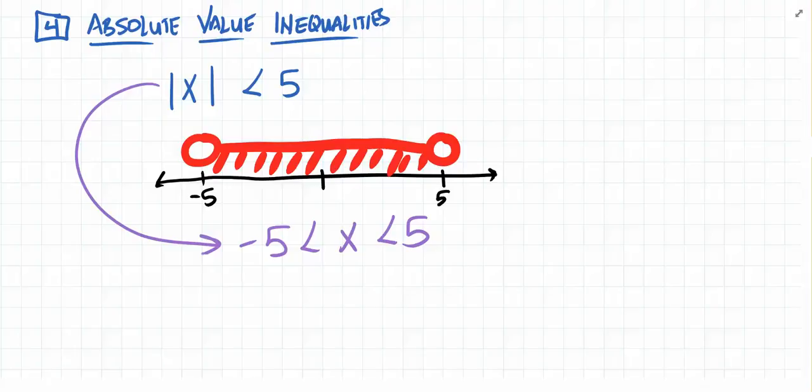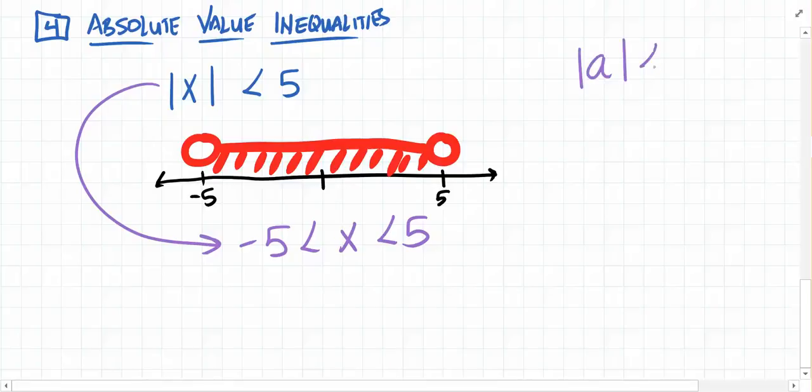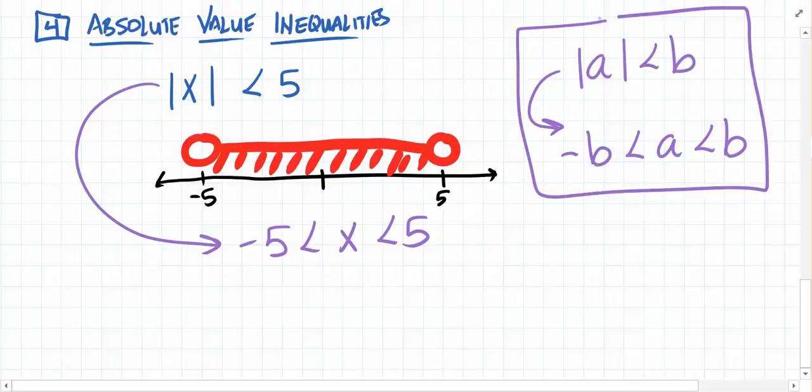So notice that our compound inequality below there, written in purple, does not have absolute value symbols in it, right? Because we understand the meaning behind it. So in general, if I have the absolute value of a is less than b, then I can automatically turn this into this: negative b is less than a, which is less than b. And this is how we deal with an absolute value inequality that is less than.